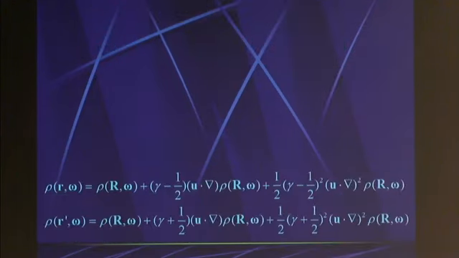And with that choice, two density functions can be written as this. Gamma appears here, gamma plus 1/2 here, and we expand up to the second order in terms of the gradient.